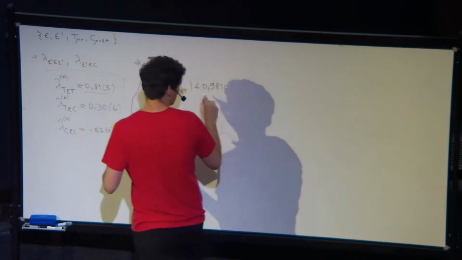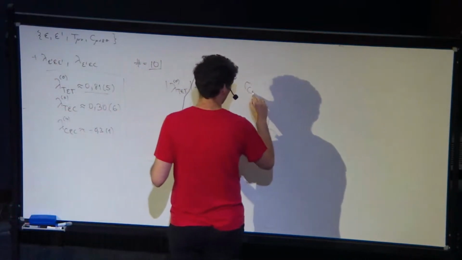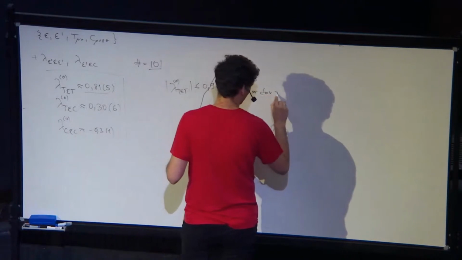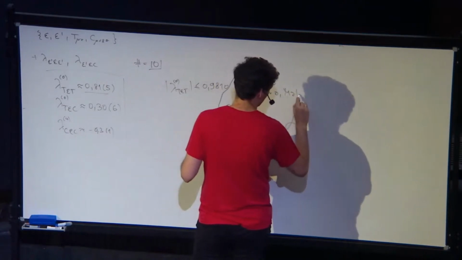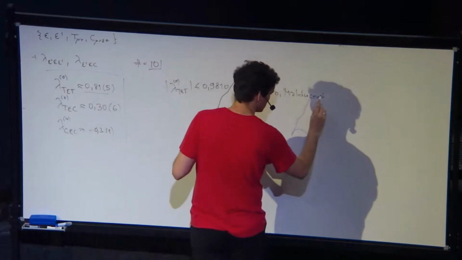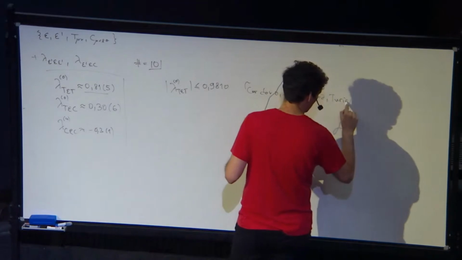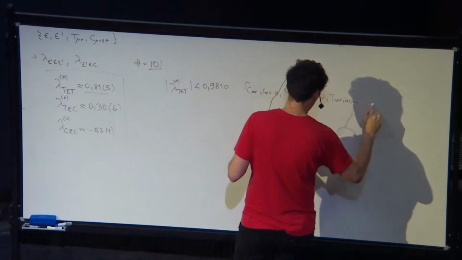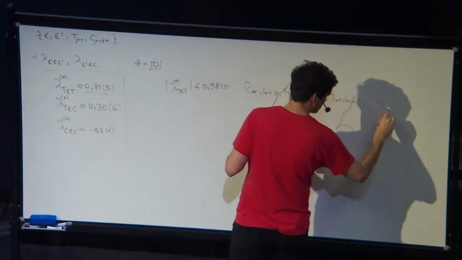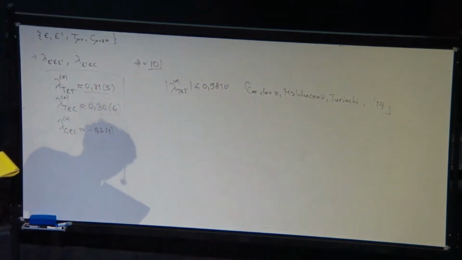0.9810, this is all in our normalization. So this is Cordova, Maldacena. So the value that we computed, of course, satisfies this bound.